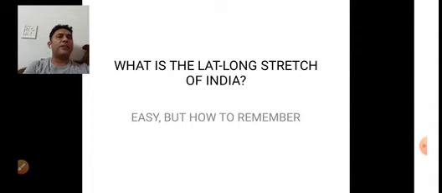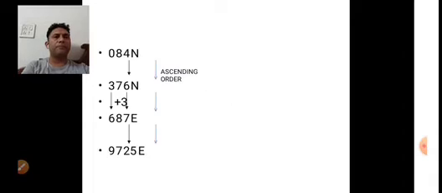Now what is the latitude-longitude stretch of India? It's a tough numerical value, but if we have some tricks it will be easy. First, it's 8 degree 4 minutes north to 37 degree 6 minutes north. These are the two latitude values from south to north, and 68 degree 7 minutes east to 97 degree 25 minutes east. Now let us look at how we'll remember it.